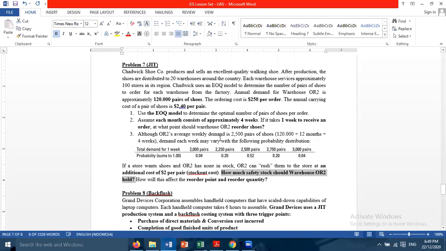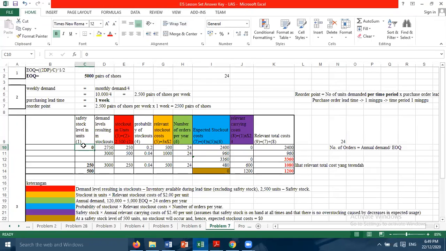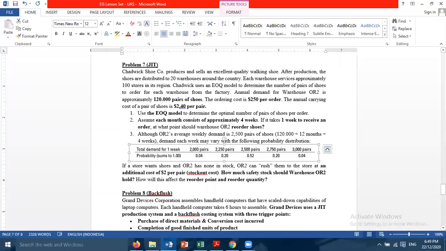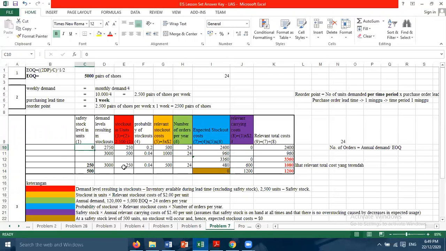Now, to make it simpler, since the table gives us scenarios for every difference in 250 pairs of shoes, we use that as a basis or benchmark. In this case, we make scenarios in which we have safety stock of 0, safety stock of 150, or safety stock of 500. All right. So we note here. Then let's start first with the scenario where we have 0 safety stock.